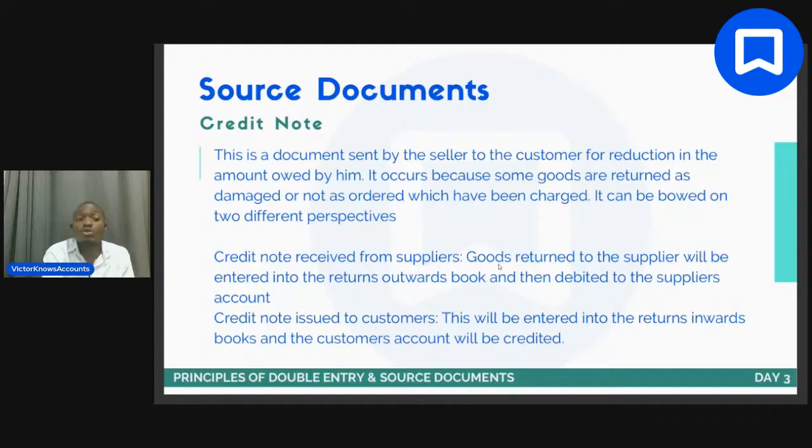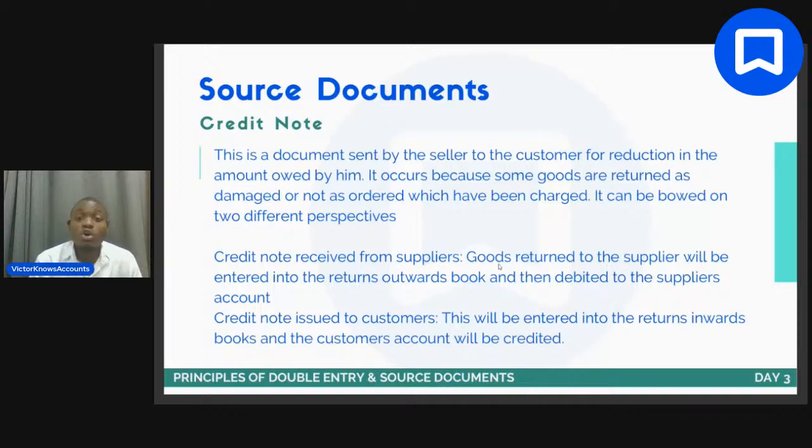Which means that, let's assume you are the seller and I am the buyer. If, from the transaction and goods that we have had together, goods that I've bought from you, I owe you 1 million naira, you can send the credit note to me to tell me that my indebtedness has been reduced to say 900,000. Do you understand that? So it is a document sent by the seller to the customer for reduction in the amount owed by him, to tell the customer that the amount he is owing has been reduced by a particular amount. Do you understand that?